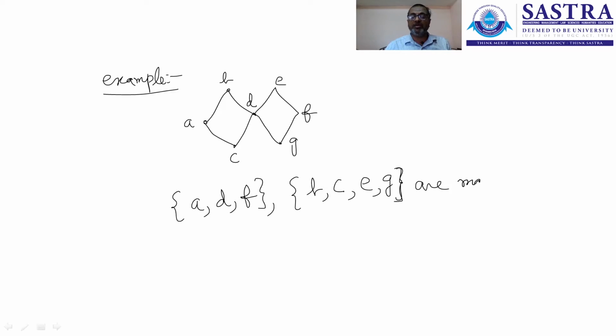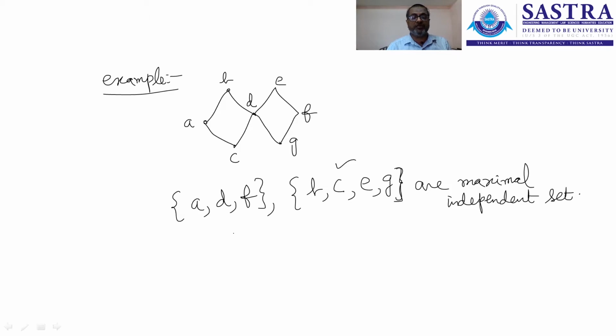If you look at this, the maximal independent set does not depend upon the cardinality. As I told you, it is different from a maximum independent set. Here I have cardinality 3, here I have cardinality 4, so this could be a maximum independent set. This is the difference between a maximal independent set and a maximum independent set.